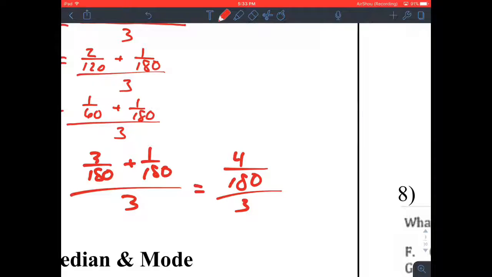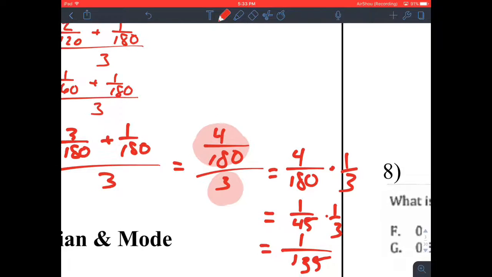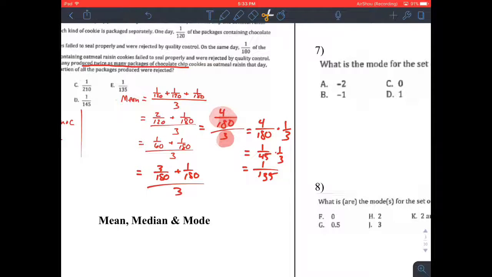And then if you're dividing a fraction by a whole number, that's equivalent to taking the fraction times the reciprocal of the bottom. And then 4 over 180, that reduces, I can divide both of those by 4. We multiply that, we get 1 over 135. I really should have given more space to do this problem. Let's move this up here. Draw a little arrow. So 1 over 135 is answer E.